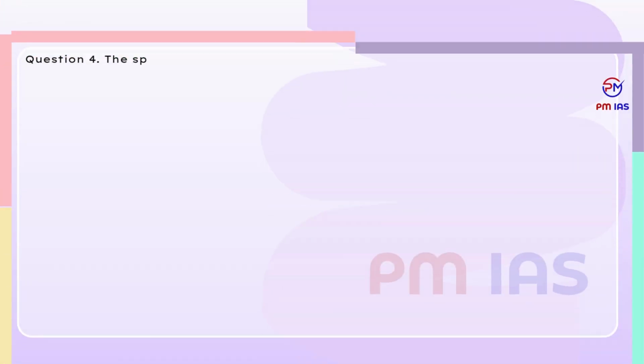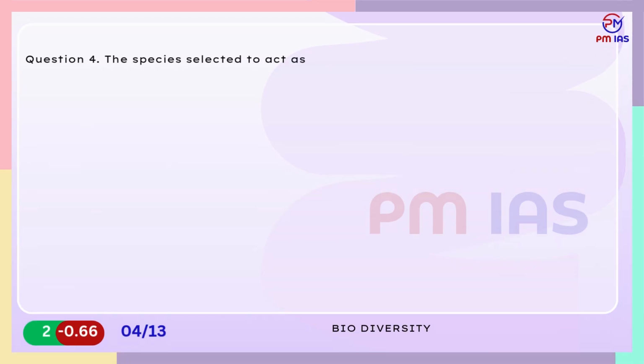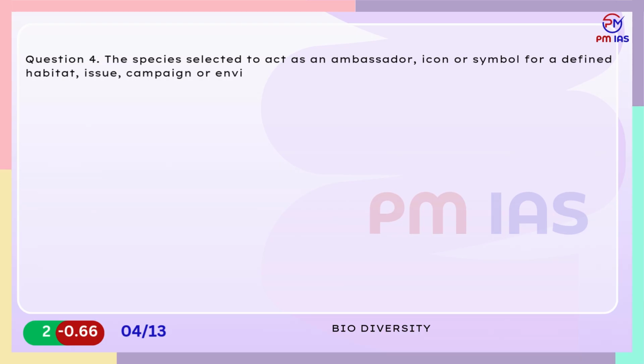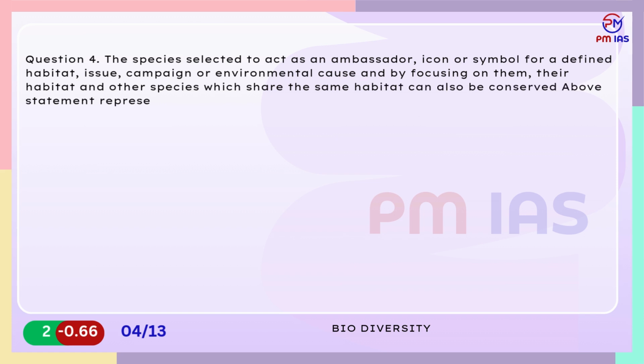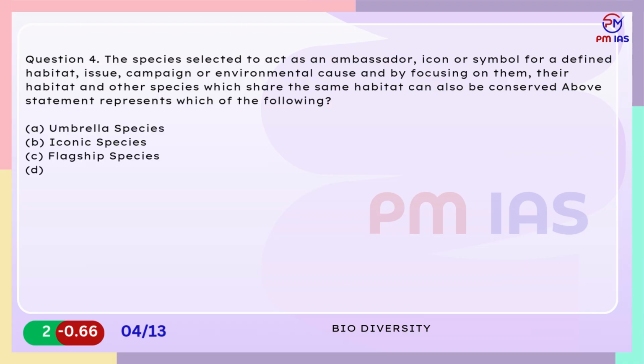Question 4. The species selected to act as an ambassador, icon or symbol for a defined habitat, issue, campaign or environmental cause, and by focusing on them, their habitat and other species which share the same habitat can also be conserved. The above statement represents which of the following? A. Umbrella species. B. Iconic species. C. Flagship species. D. Guilds.